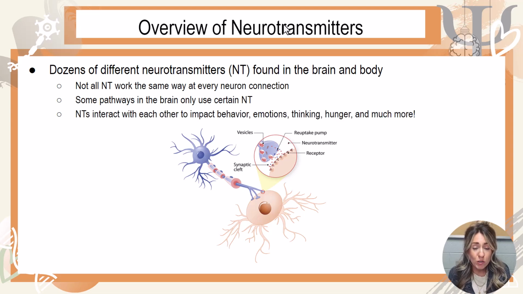And it's important to remember that although we talk about the neurotransmitters individually, for the most part they all interact and they do different things at different synapses, and some are on, some are off, all this kind of thing, in order to change the way that we act, the way that we think, our hunger, our feelings. All the different things that we experience on a daily basis are directly connected back to these neurotransmitters.